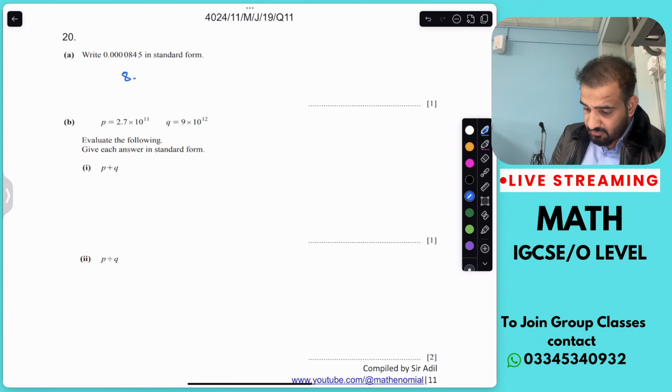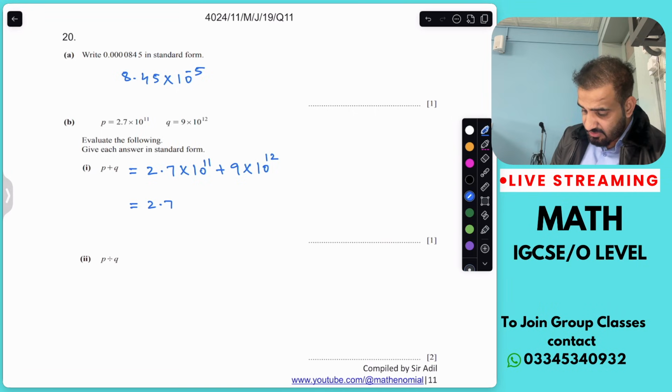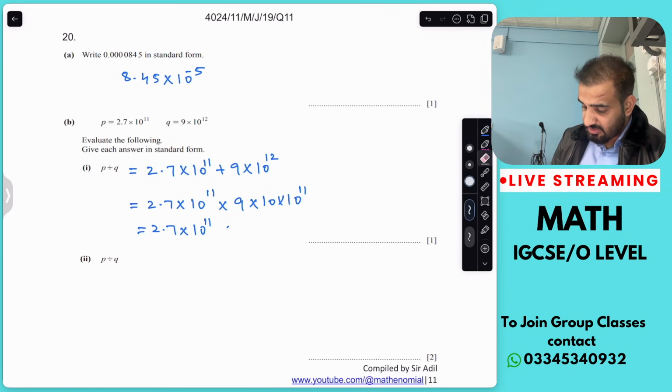Question 20. Write this in standard form. So 8.45 cross 10 raised to power. Moving decimal to the right becomes -5. So P plus Q. Now you have to add these two standard forms. So 2.7 cross 10 raised to power 11 plus 9 cross 10 raised to power 12. Oh, it's not a cross, it's plus. Plus 90 cross 10 raised to power 11. If you take 10 raised to 11 common, so 90 plus 2.7 is 92.7 cross 10 raised to power 11. If you move decimal to the left, so 9.27 cross 10 raised to power 12.